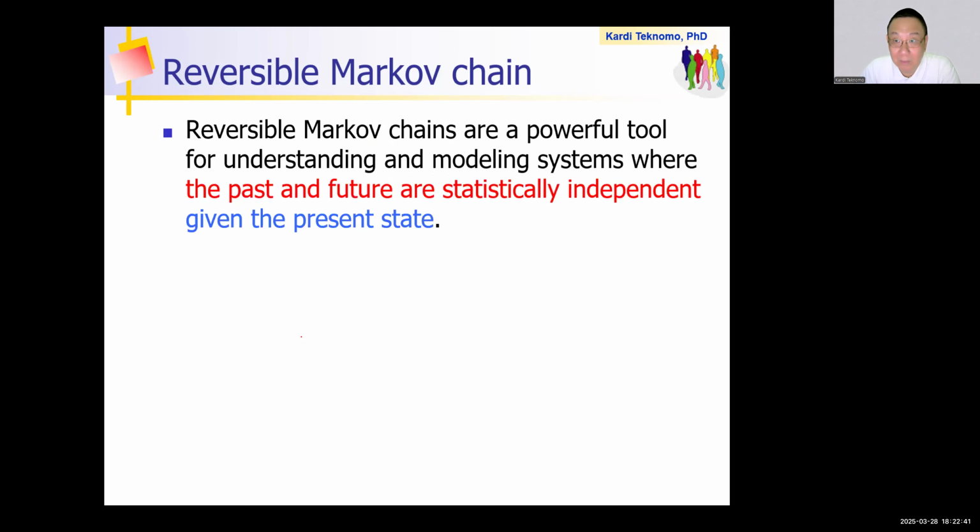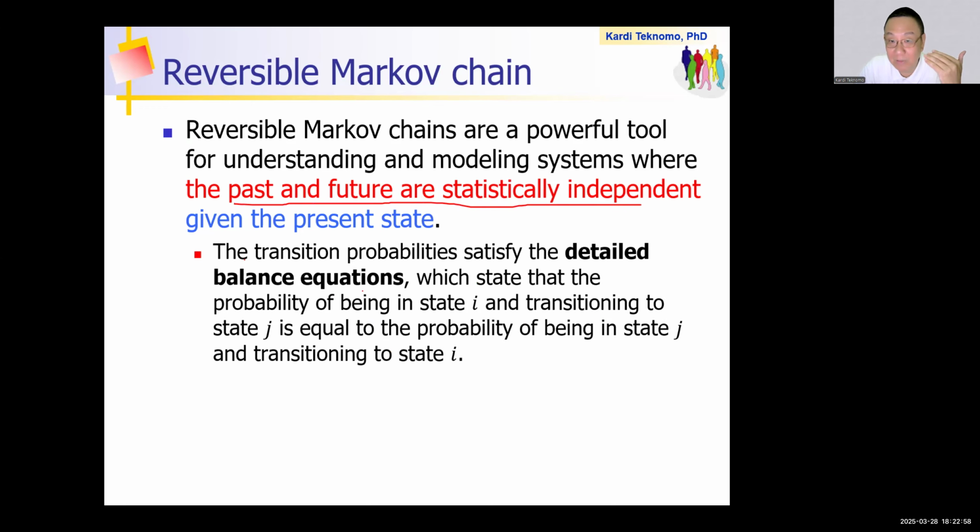So this is actually a very powerful tool for understanding and modeling systems also. What's the difference? Now you have the past and the future are statistically independent given the present state. And the transition probability must satisfy what is called the detailed balance equation, which is not in the original Markov chain. The detailed balance equation states that if the probability of being in state I going to state J is actually equal to the probability of being in state J going to state I, so you can go back and forth. This is the formula of detailed balance.